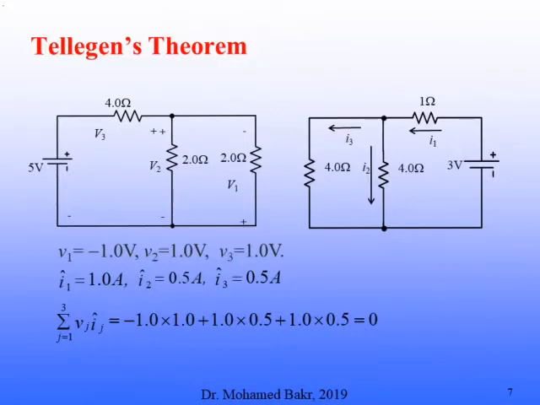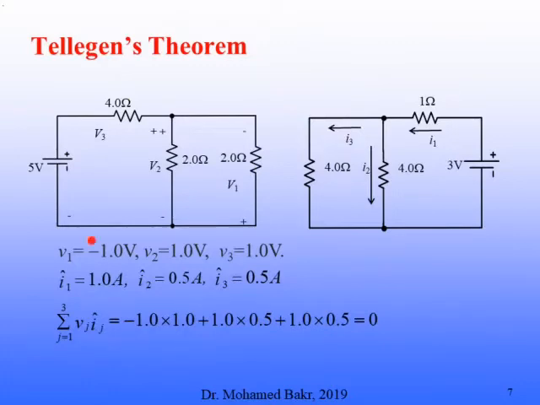So the starting point here is Tellegen's theorem. Tellegen's theorem is an extension of the conservation of power. We know that if you have an electric circuit like this one, then the sum of power of all branches is going to give you 0.